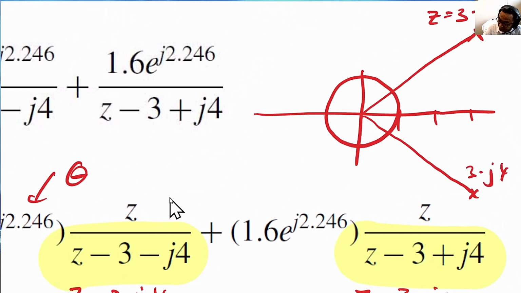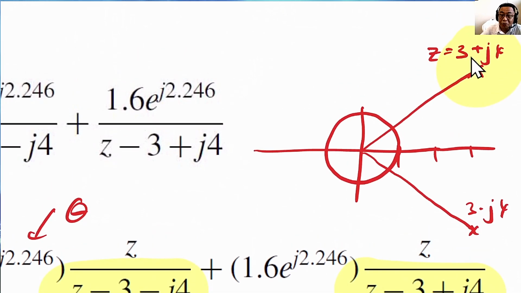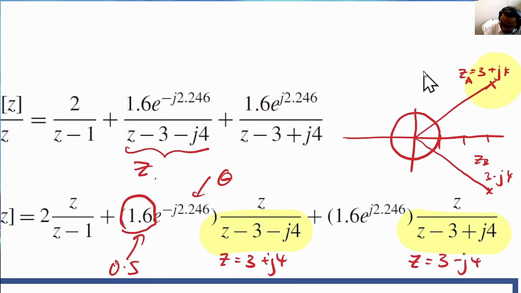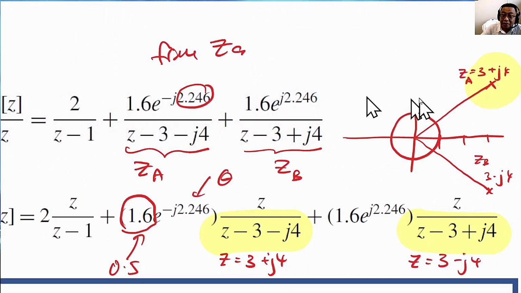Now the trick is to always look at the positive pole. So let's call this pole ZA, and let's call this one ZB. So this guy is ZA, and this guy is ZB. We are always looking at the theta from ZA, the one on the positive j. Because you'll be wondering which theta to use, since one of them is minus and one of them is plus.